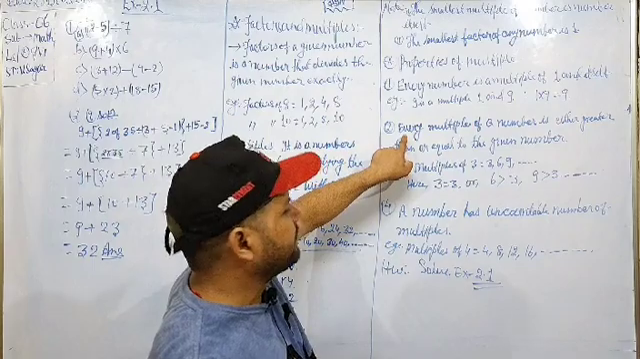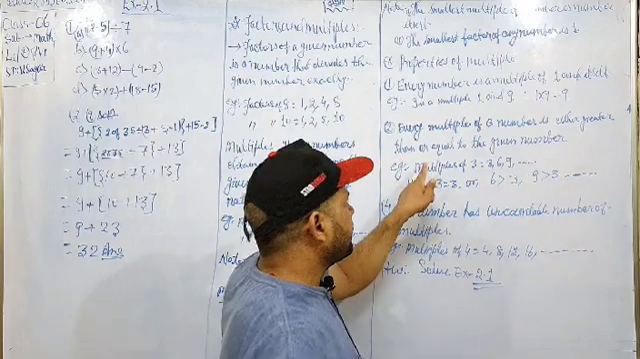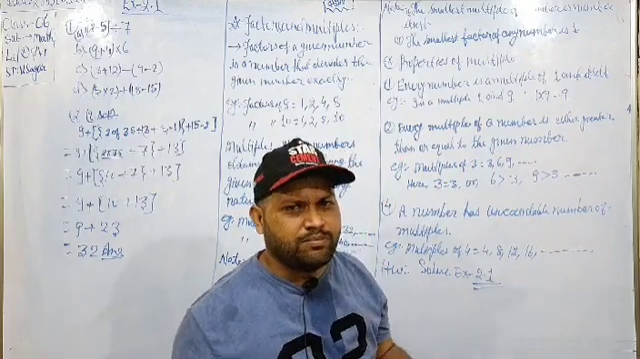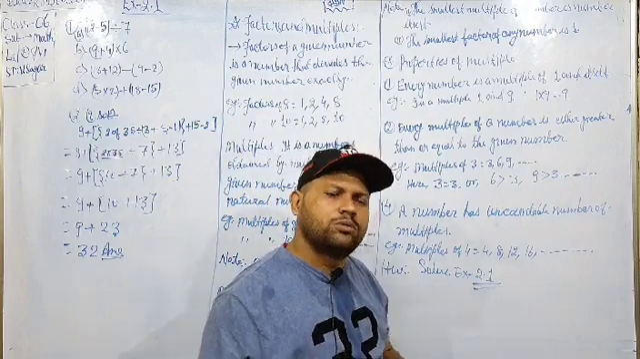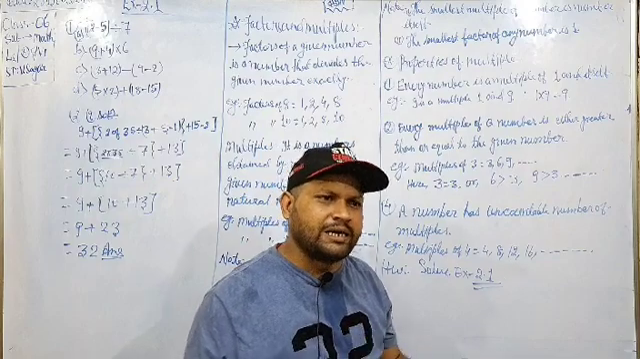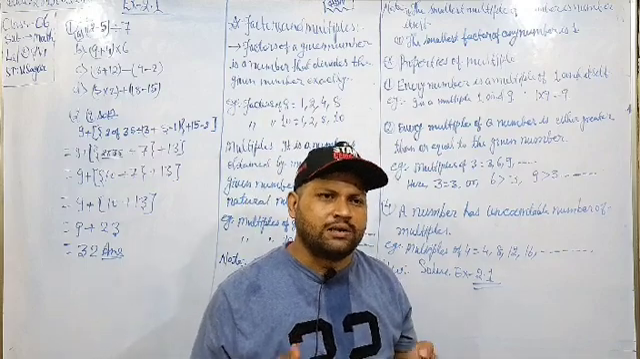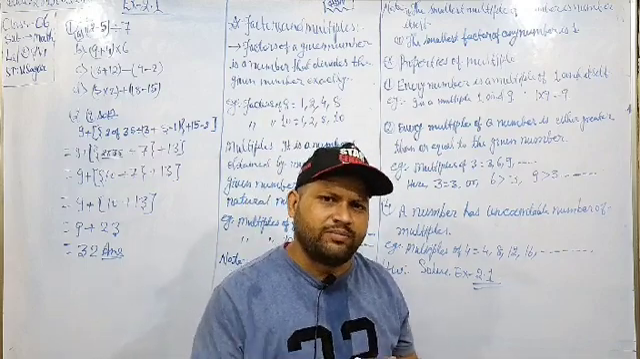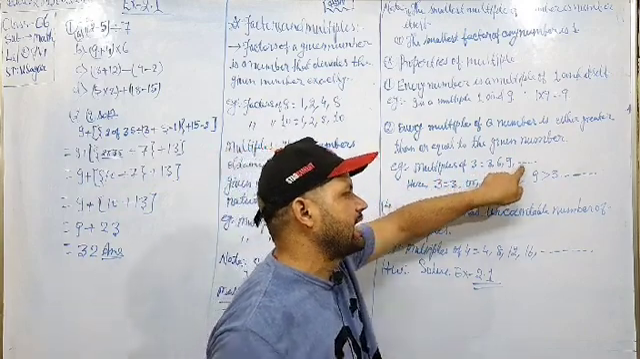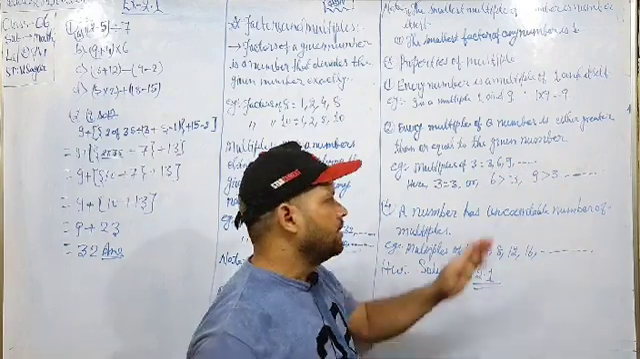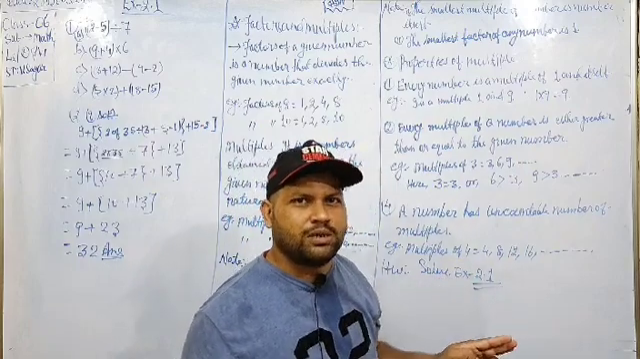And the second property of multiples is that every multiple of a number is either greater than or equal to the given number. But in any case, it is not possible for a multiple to become less than the given number. For example, the multiples of 3 are 3, 6, 9. Here, can we see a multiple less than 3? Never. It is never possible.